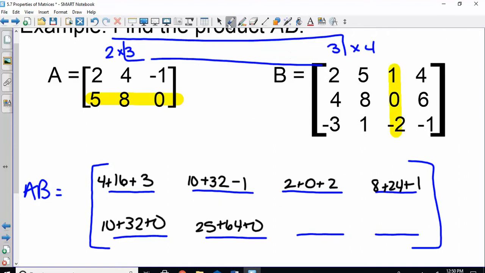Next we need row 2, column 3. So 5 times 1 is 5. 8 times 0 is 0. 0 times -2 is 0.